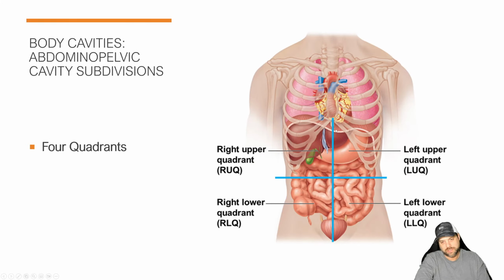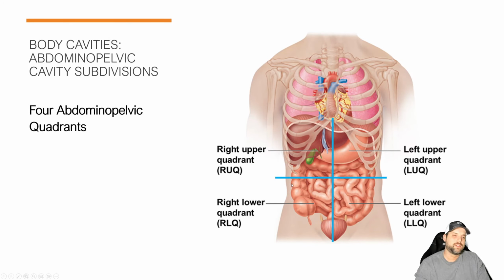So there are 4 quadrants. You just break them up. Remember, a quadrant is each quarter. And there are actually 9 regions. This gets somewhat complicated, but I'll show you the regions in a second. The first thing we're going to talk about is the abdominopelvic quadrants.